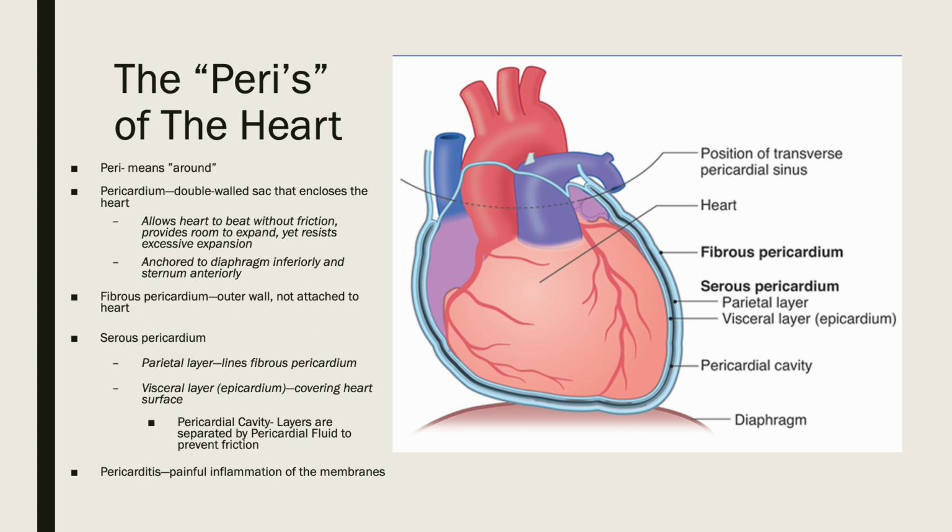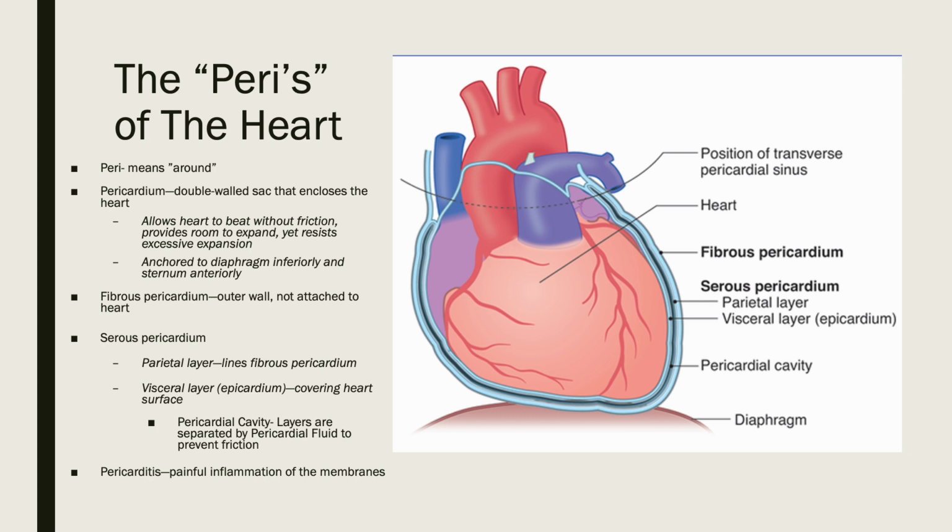It allows it to beat without friction because it's fluid-filled. The fluid reduces friction. And it also allows the heart to expand, but only so much. It doesn't allow it to excessively expand. Okay, these layers are anchored to the diaphragm inferiorly and the sternum anteriorly. So on the bottom of the heart, this membrane is anchored to the diaphragm, which is the muscle under our ribs that we use to breathe. And then the front of it is anchored to the backside of your sternum or your chest bone.